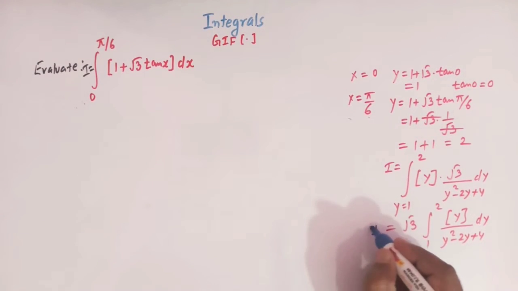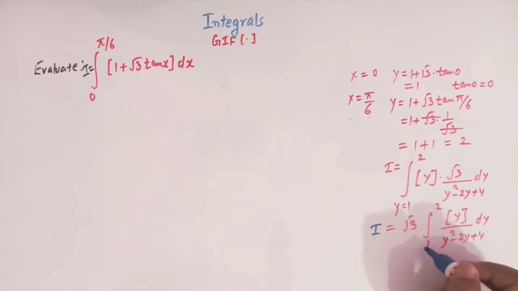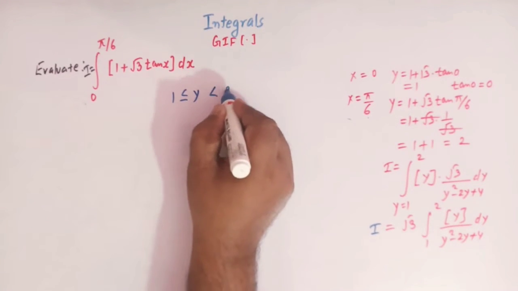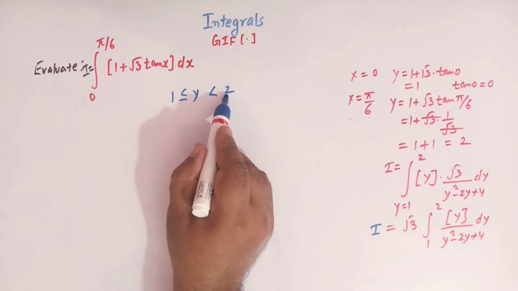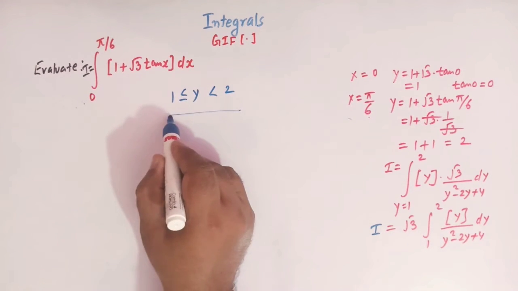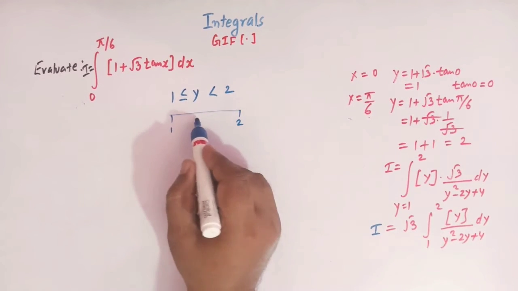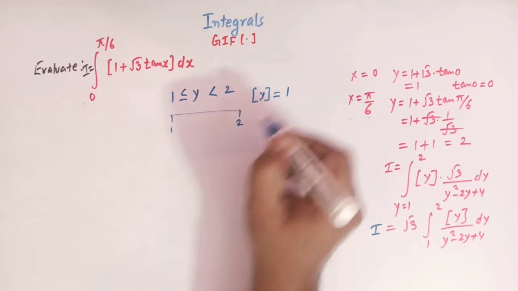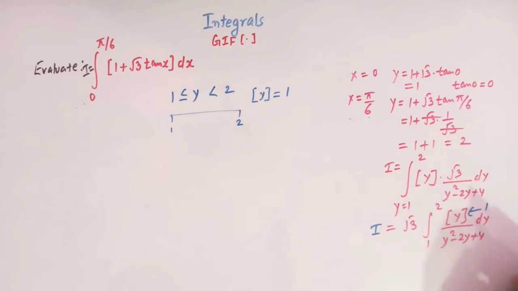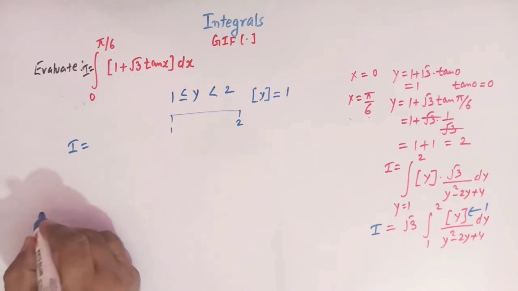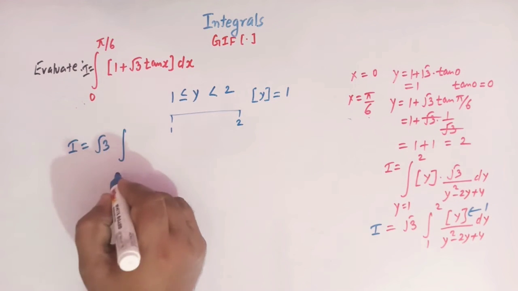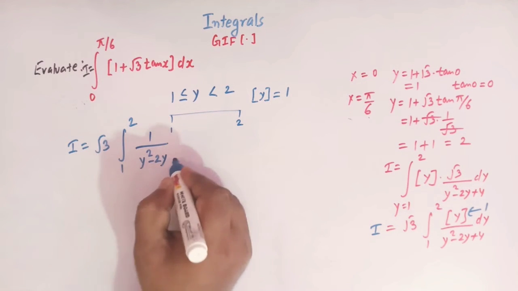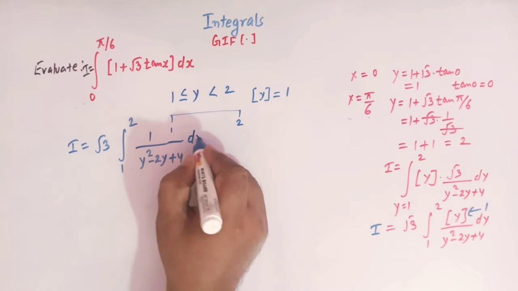So now here we have I, and now see the value of y varies from 1 to 2, right? That is, y lies between 1 and 2. So when y lies between 1 and 2, then obviously the value of greatest integer of y is equal to 1, right? So here we'll take 1. So this integral I reduces to root 3, 1 to 2, and here we have 1 over y square minus 2y plus 4 dy, right?